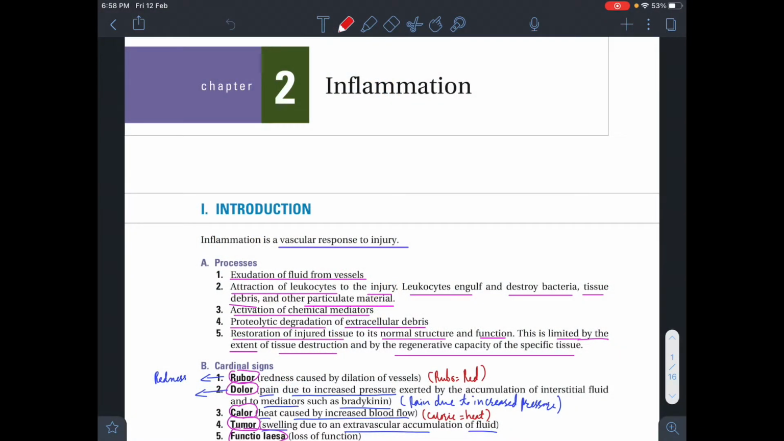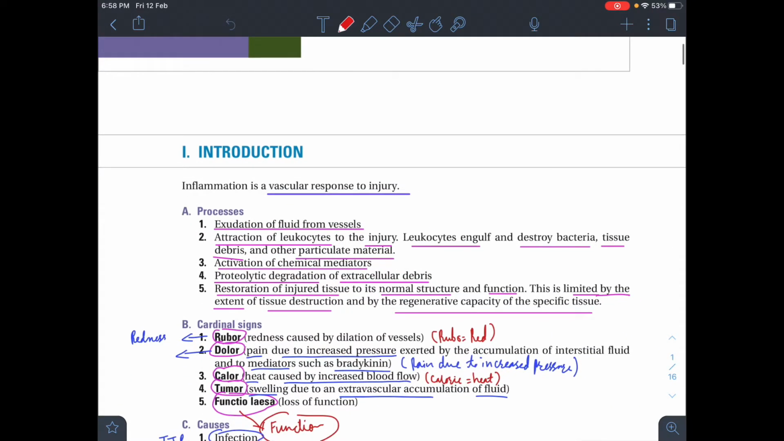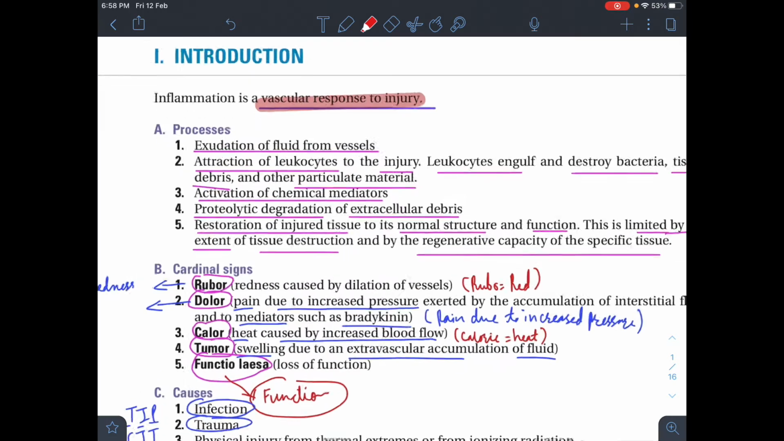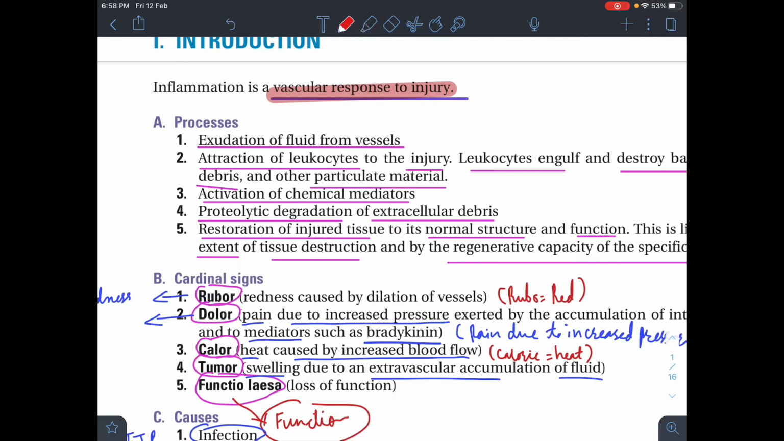Chapter 2: Inflammation. Inflammation is a vascular response to injury. Now, the 5 processes involved in inflammation. First one is the exudation.